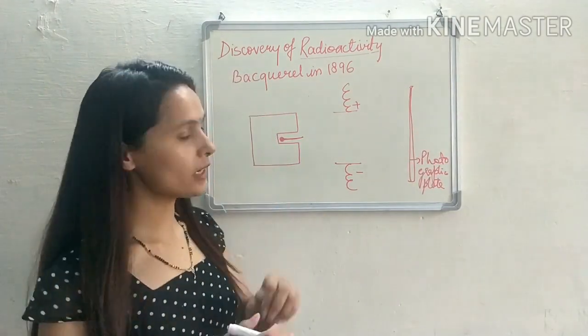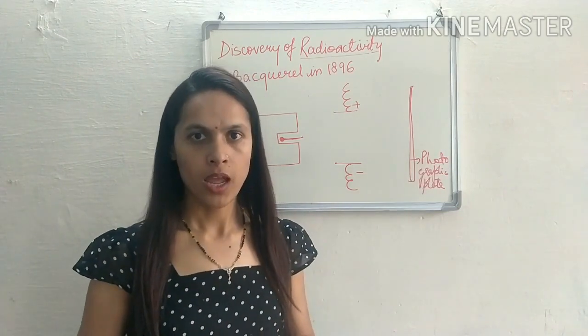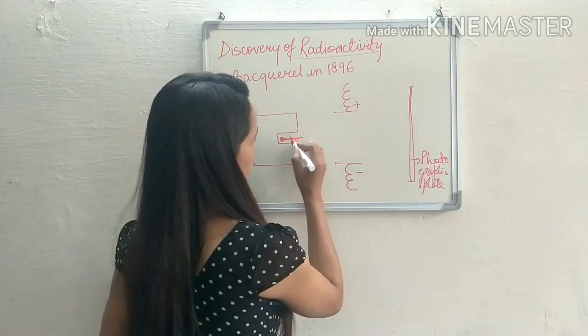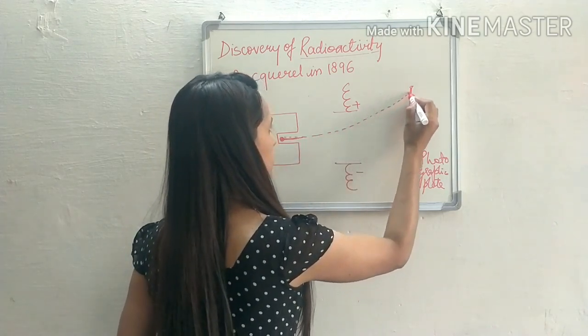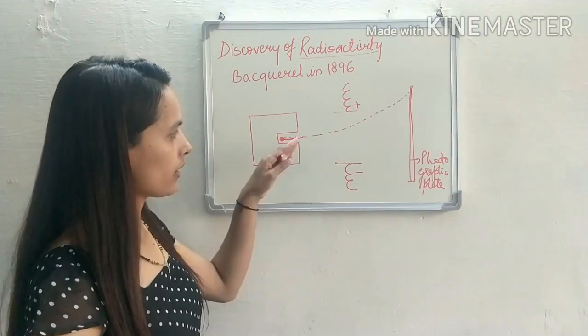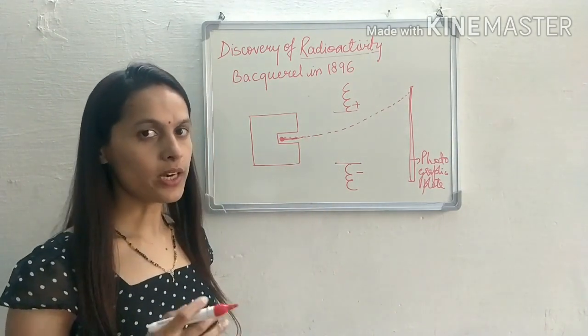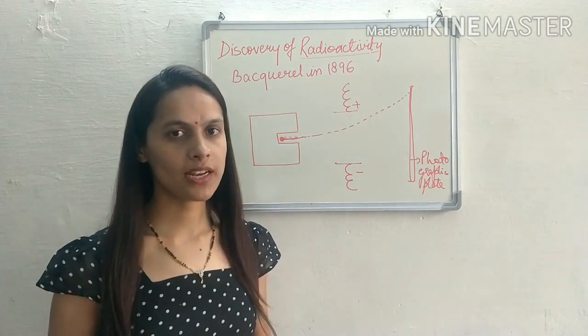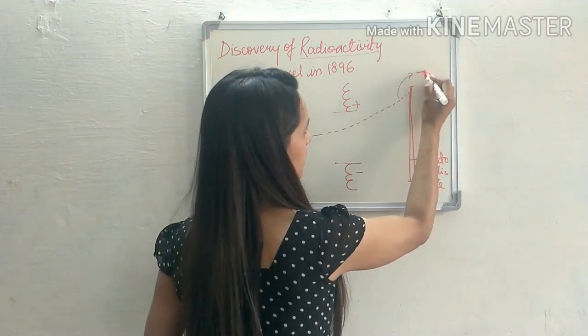ठीक है, Becquerel को क्या मिले? 3 different spots मिले हमारी फोटोग्राफिक प्लेट में. नाउ वन रे, जो एक स्पॉट मिला वो मिला टूवर्ड्स द positive electrode. Means a ray is deflected towards the positive electrode. If a ray is deflected towards the positive electrode, what does this mean? This means that the ray contains negative charge.